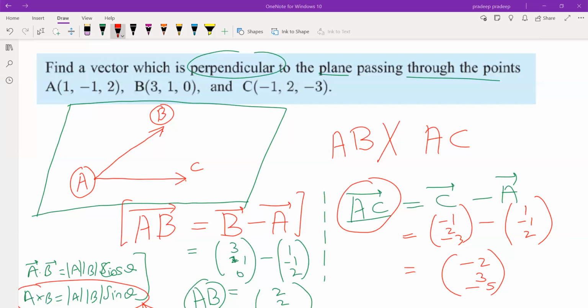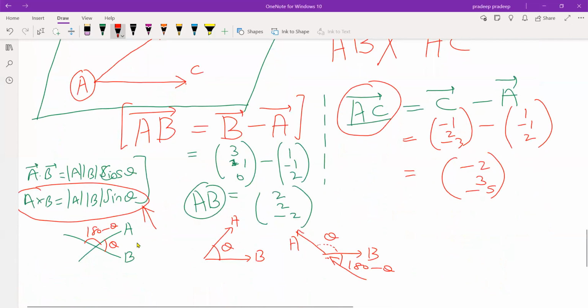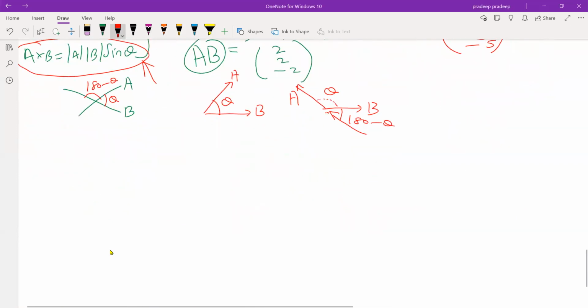Right? If you're writing something on the screen, I can't see it. No, I'm not writing anything on the screen. So let me just write it here. AB cross AC. So eventually you got -4, 14, and 10, right?